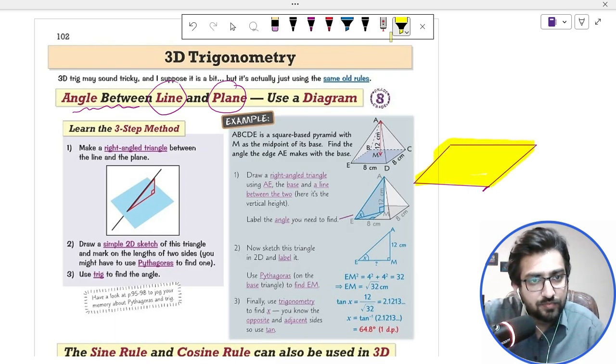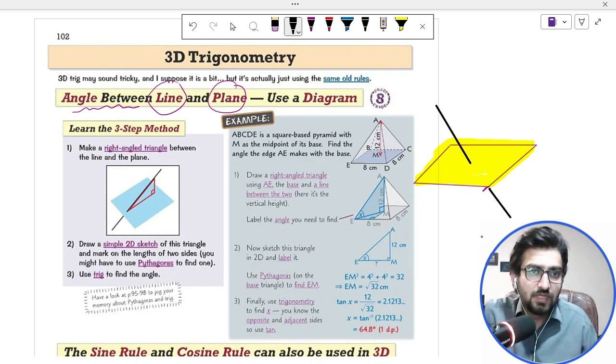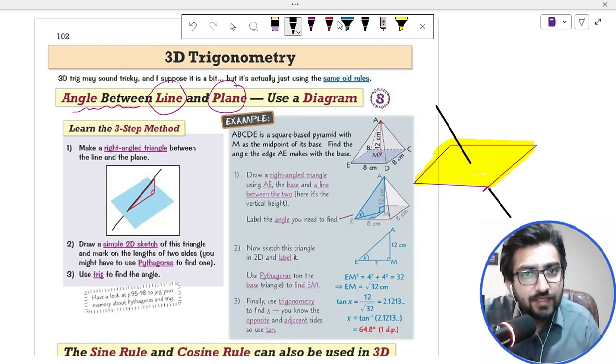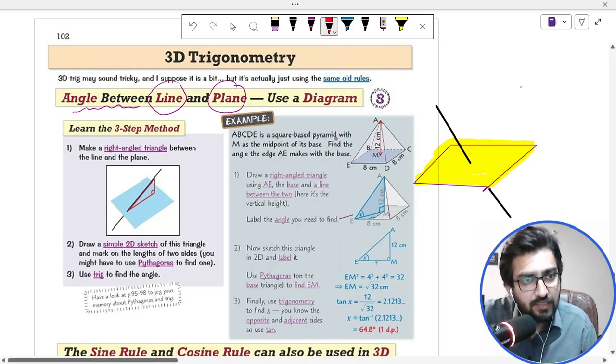And let's pass a line from this plane. That black line is passing through the plane. Now we can actually find the angle. Which angle? This angle.